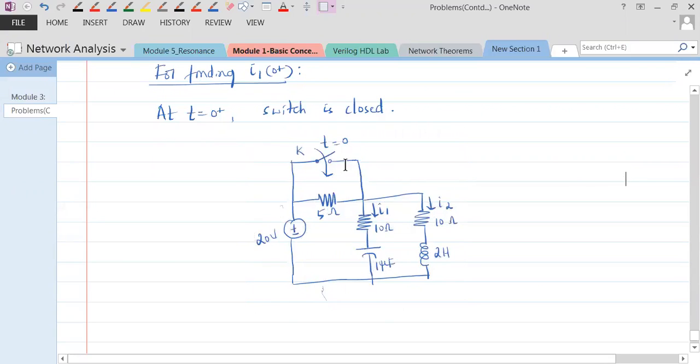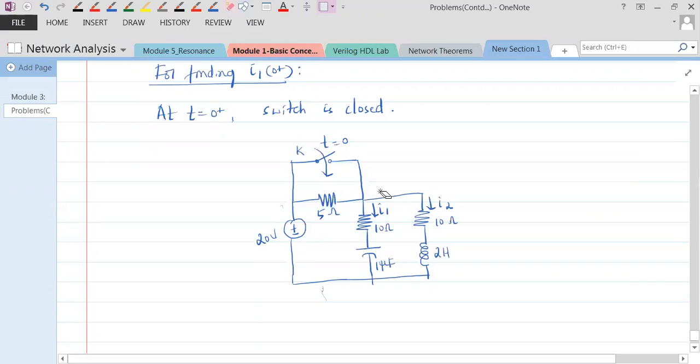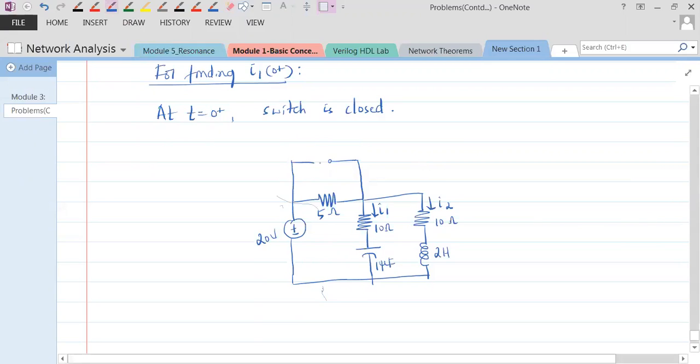Everybody draw that circuit at t equal to 0 plus. What's happening at t equal to 0 plus? This is a short circuit, which means the switch is closed. Now there is this 5 ohms in parallel with the short circuit. This is I1 of 0 plus and this is I2 of 0 plus.